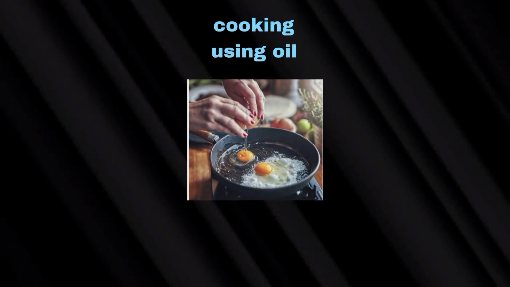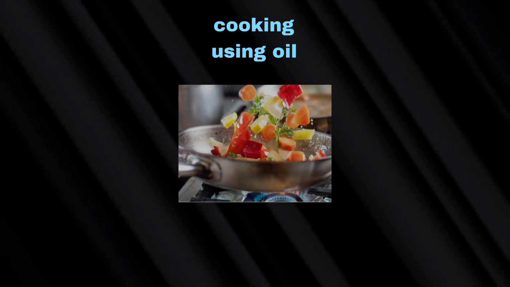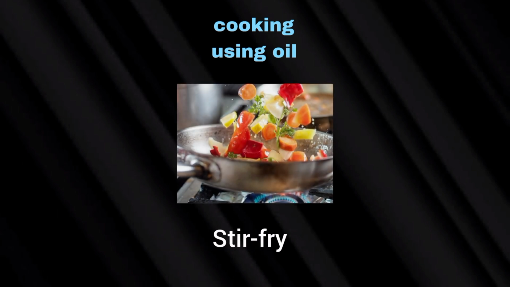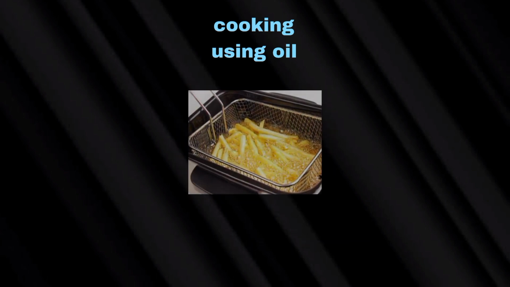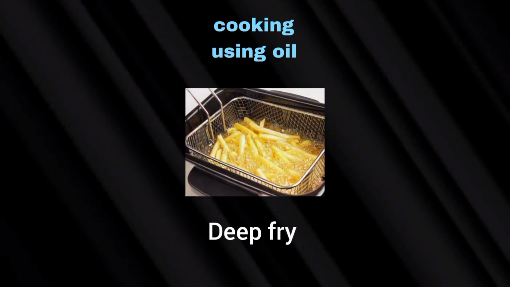Cooking using oil. Fry, cook in oil, with a small amount of oil. Stir fry, fry in high heat while stirring them briskly. Deep fry, fry things in a large amount of oil, for example, that's how we make chips.